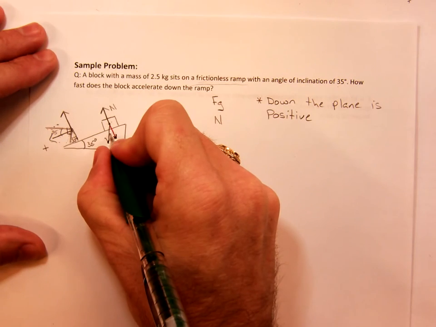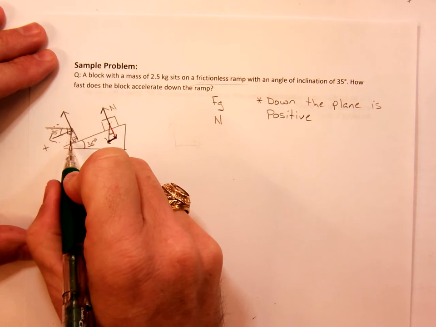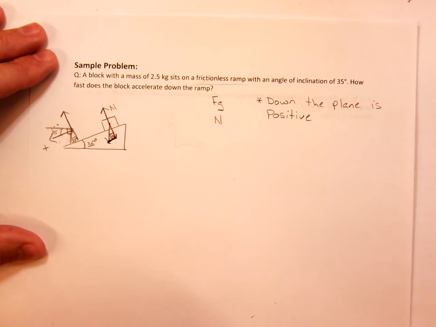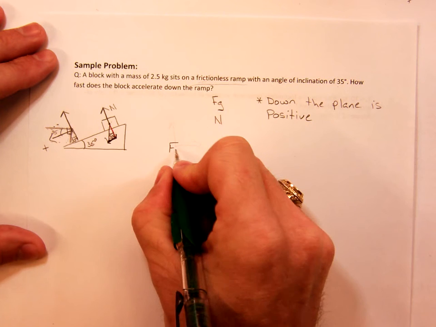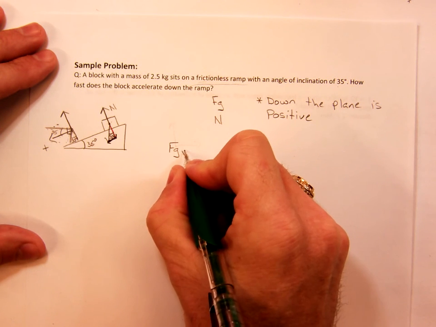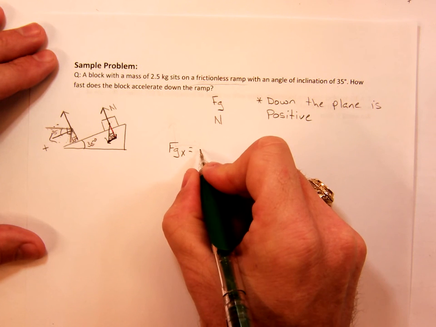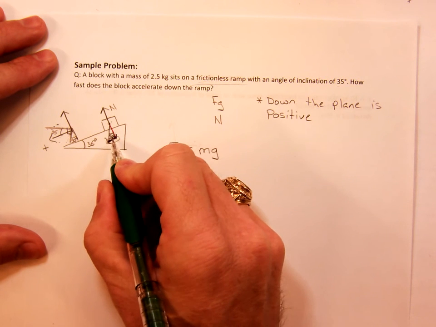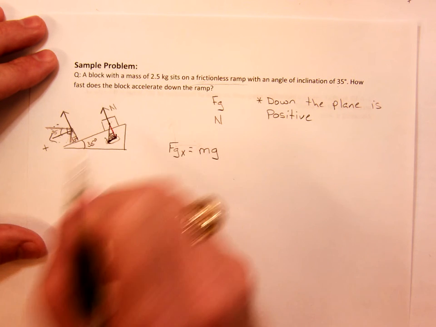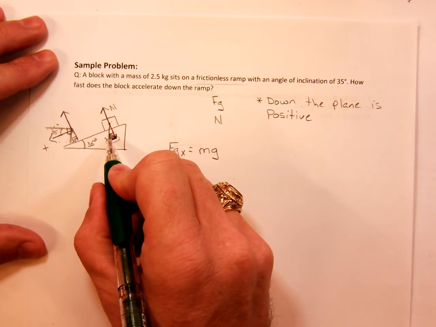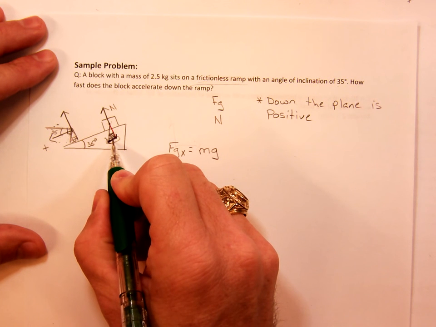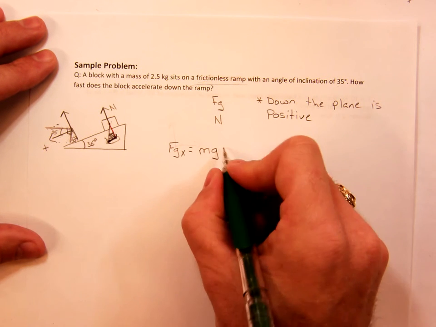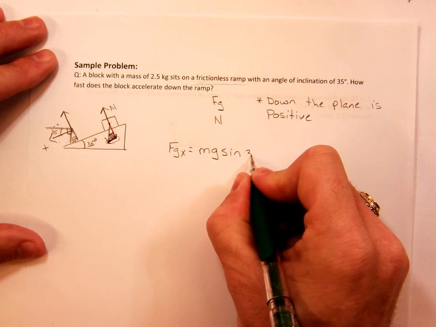What is this angle right here? 35 degrees. We just proved that right here. Okay, so this is 35 degrees. All right, so now here's where you get to be careful. I'm going to call this force of gravity. Force of gravity in the x direction is m times g, and I'm talking about this little piece right here. Where is that in relation to my angle, 35 degrees? Here's my angle. Sine, cosine. Is it opposite or adjacent? It's opposite, and opposite goes with what? Sine. So this is actually sine 35 degrees.